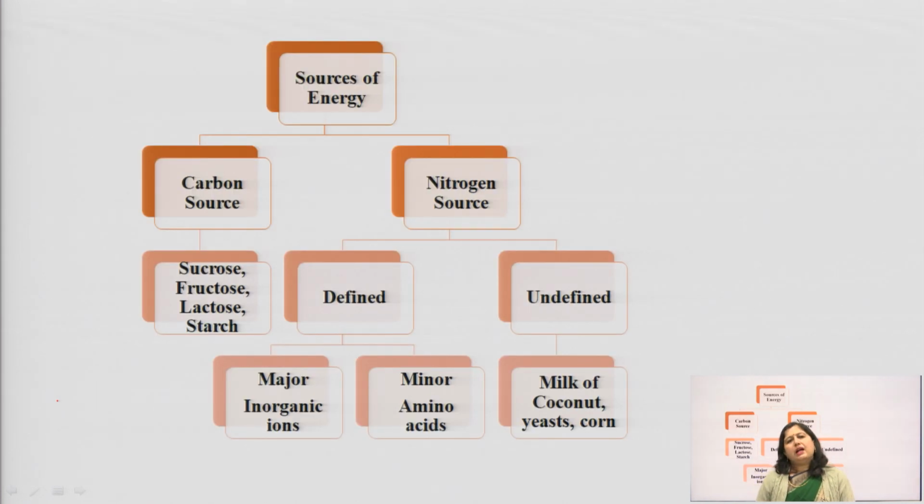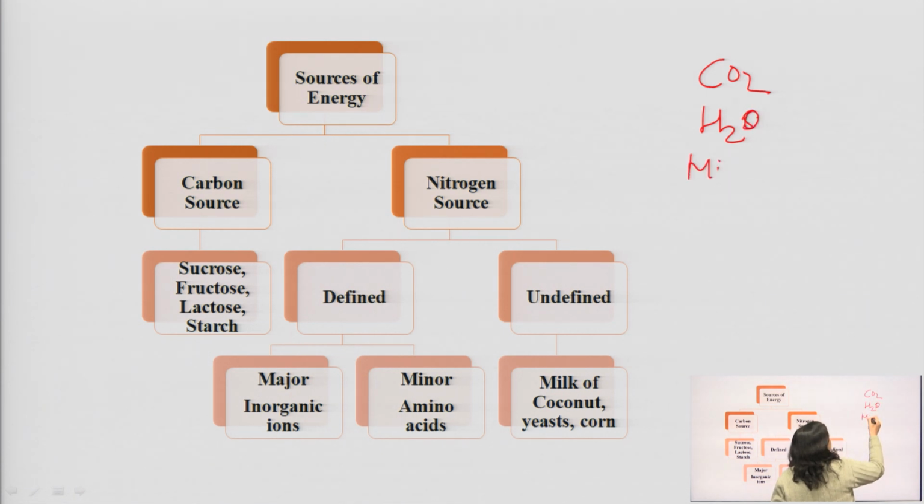When a plant is growing, it requires various nutrition, which we provide through the soil. So, what are the basic requirements? It requires a carbon source, which the plant normally gets through carbon dioxide, it gets water, and it gets the minerals.